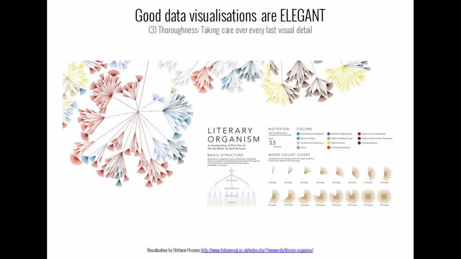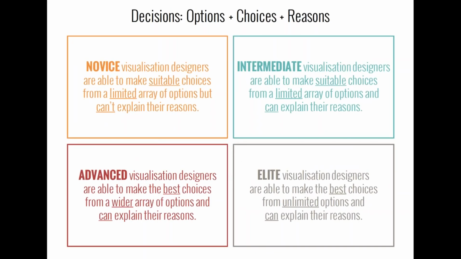And the third is thoroughness. Taking care of every last visual detail. Everything that you leave on a screen, on a page, should be justifiable. It should be there for a reason. And so decision making is such an important aspect of thinking about developing your capabilities in visualization. And my sense of the kind of cycle that we go through can be summarized in this slide here.